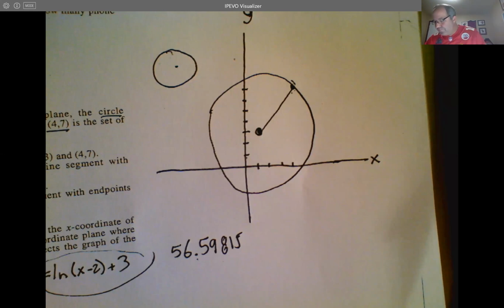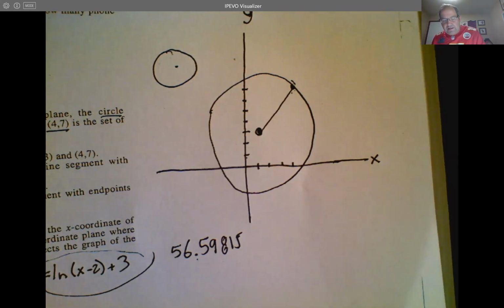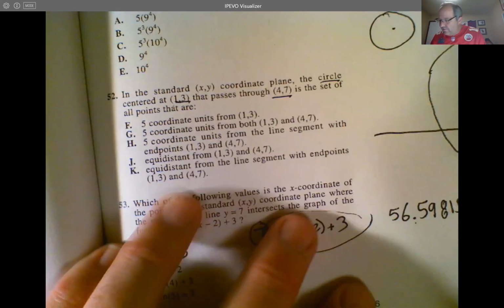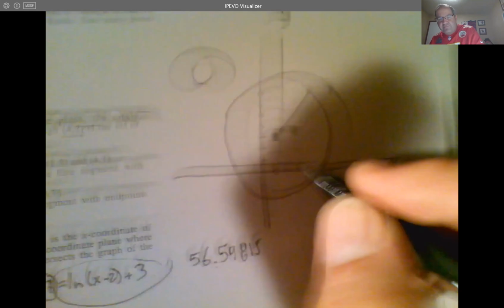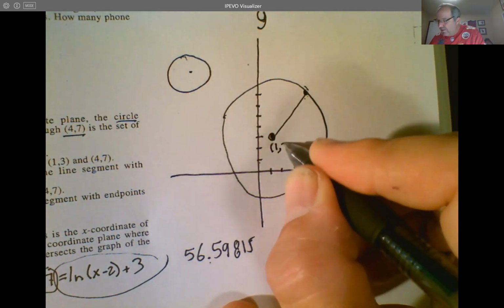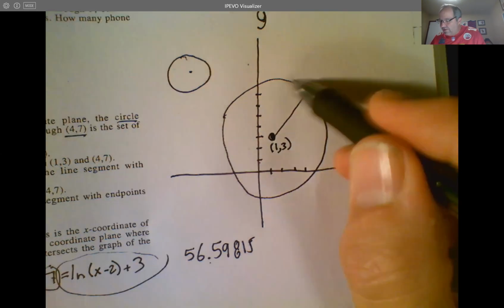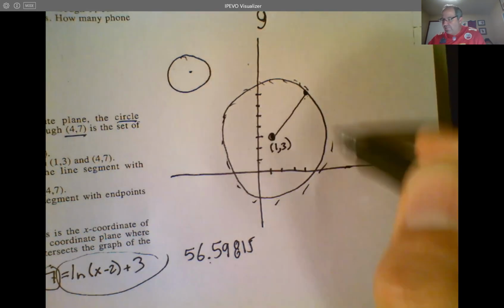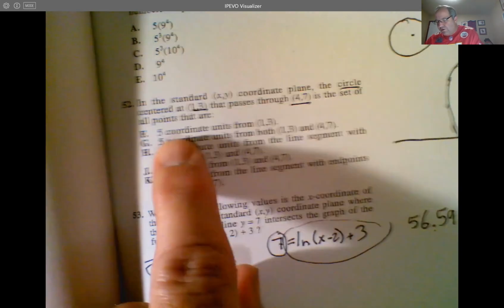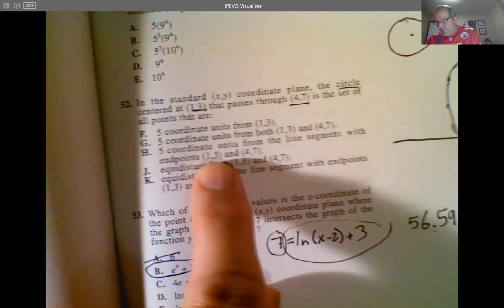Now, what I need to do is look at my answer choices. This center point's at 1, 3. Now a circle is all the points on the outside here, all these points. So it looks like 5 coordinate units from, boy, this is a lot of wording here.